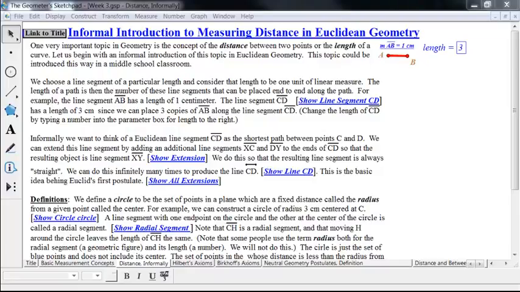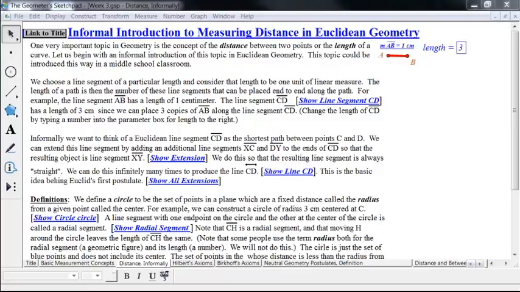Okay, we're going to continue with an informal discussion of measuring distance in Euclidean geometry, and we're going to investigate a couple more topics that are related to this. So once again, we have the distance between two points is the same as the length of a line segment with those two points as endpoints.